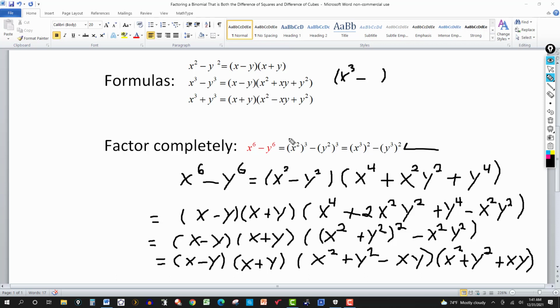Minus, and then of course the square root of y to the 6 is also y to the 3rd. Okay, so using that formula, one factor becomes x to the 3rd minus y to the 3rd, and then the sum of those same roots. So x to the 3rd plus y to the 3rd.